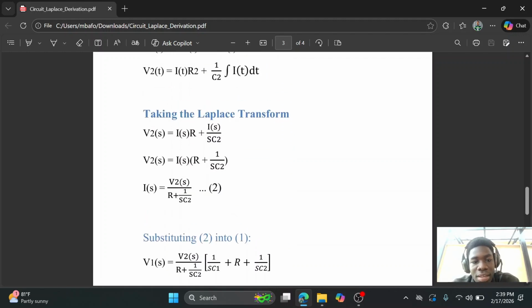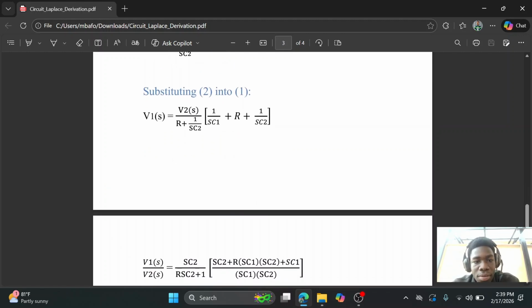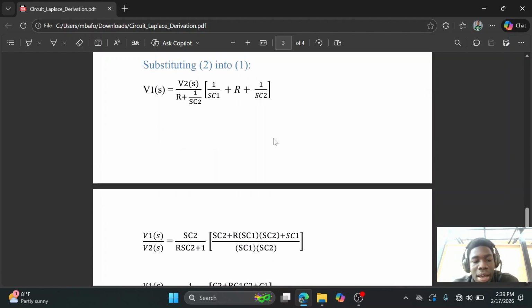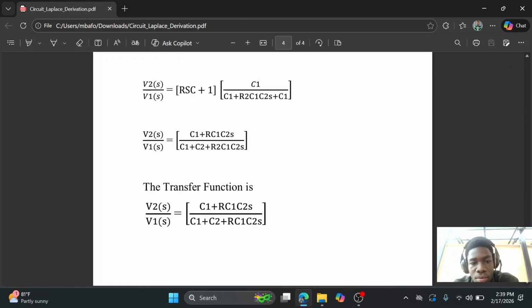And so substituting the second one, which is the I of S, into the first equation, V of S, we have V1 of S equal to V2 of S over R plus 1 over SC2, open brackets, 1 over SC1 plus R plus 1 over SC2. And so finding the transfer function, which is V1 over V2, simplifies the equation to become C1 plus RC1 C2S all over C1 plus C2 plus R2 C1 C2S.